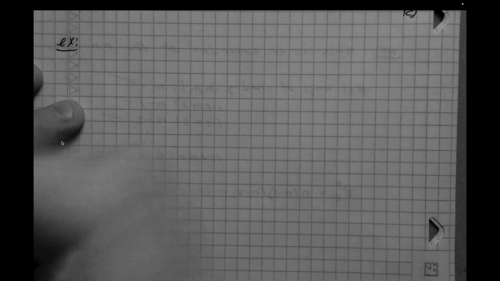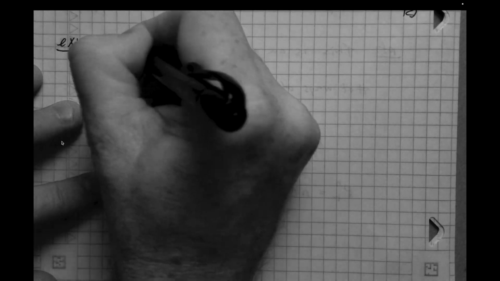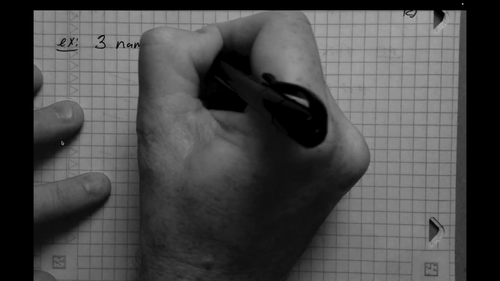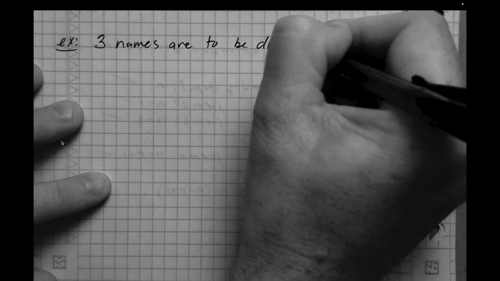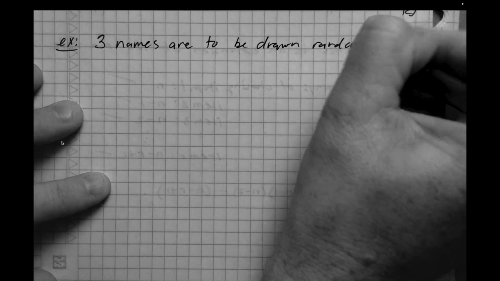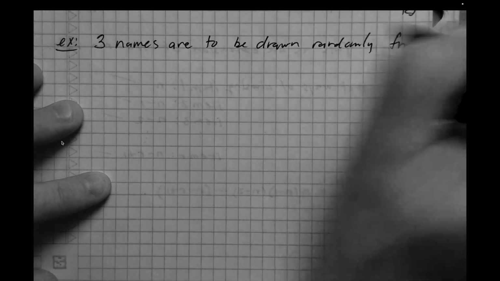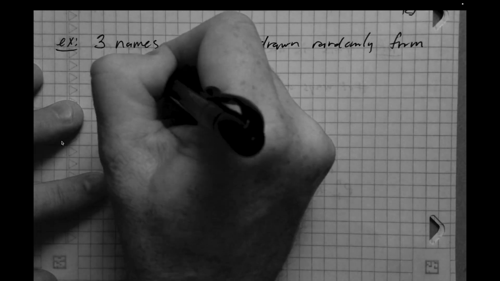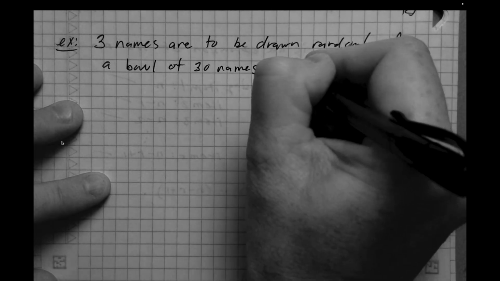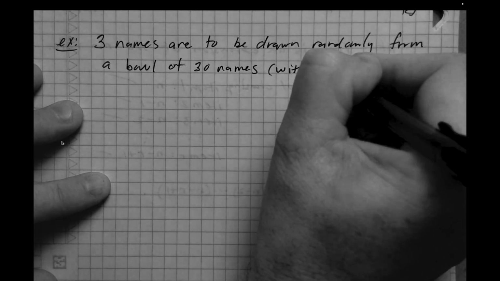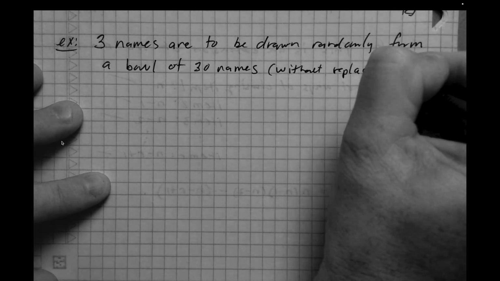3 names are to be drawn randomly from a bowl without replacement containing 30 names. So 3 names are to be drawn randomly from a bowl of 30 names, and we'll say without replacement.